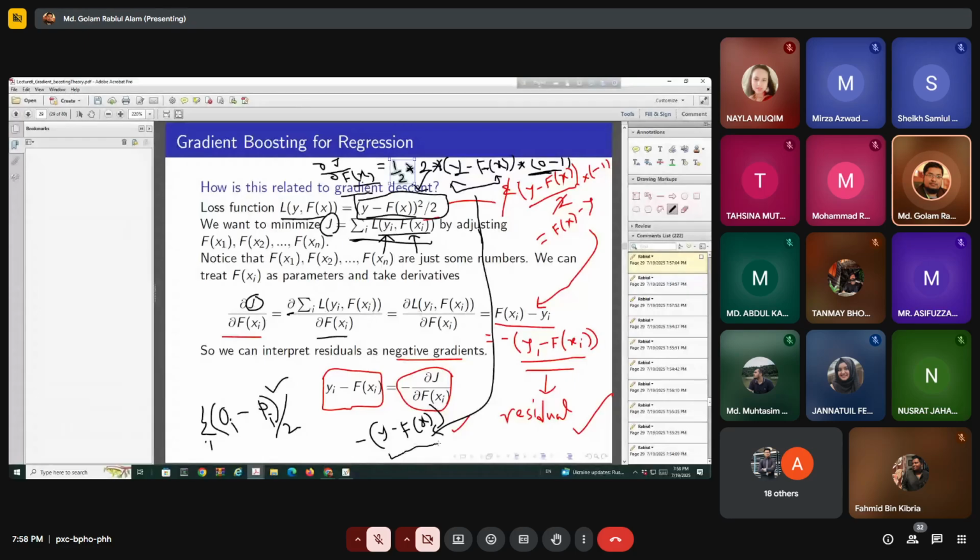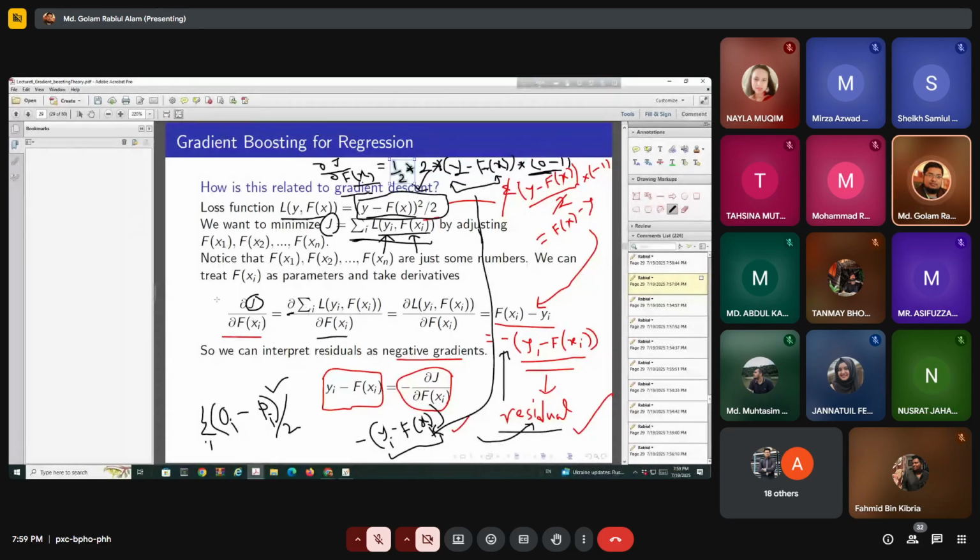What actually is y minus f of x? Y is our original value. F of x is our prediction, the predicted value. So yi minus f of xi means that for all the cases we get the original value minus the predicted value. The original value minus the predicted value is actually the residual. Okay, so that means it's the negative residual. So this is the negative of the residual.